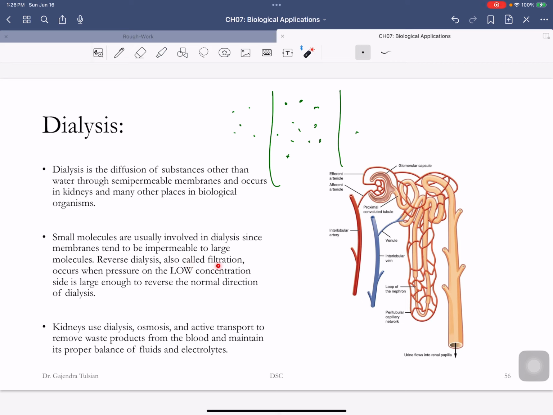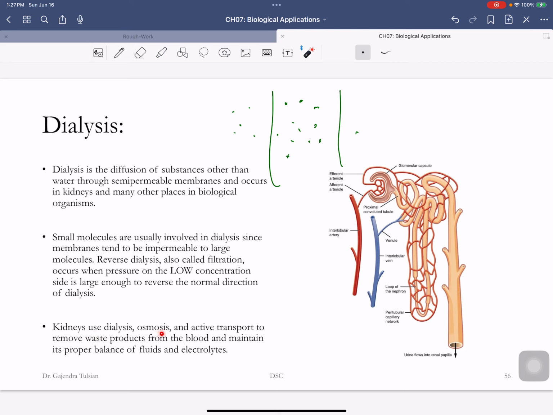Reverse dialysis, also called filtration. Reverse dialysis would involve moving these molecules from lower to higher concentration, and that's called filtration. It occurs when the pressure on the low concentration side is large enough to reverse. So you can make these molecules flow from here to there if the pressure here is higher. That's a typo in the textbook, so be careful. Reverse dialysis, also called filtration, occurs when pressure on the low concentration side is large enough to reverse the normal direction of dialysis.